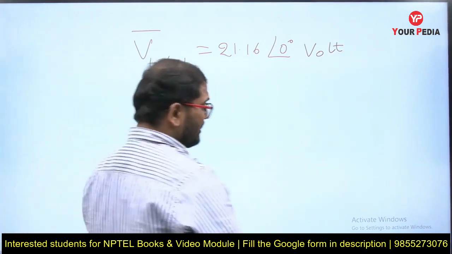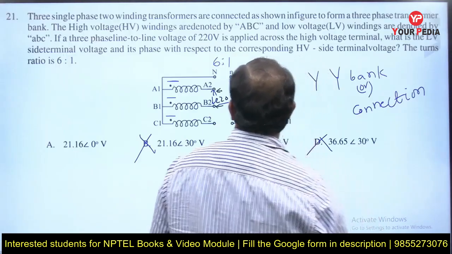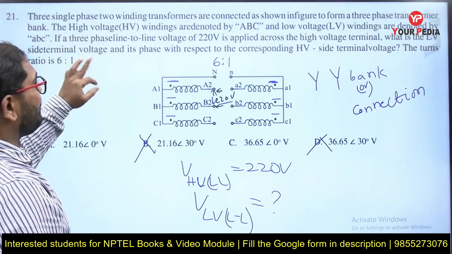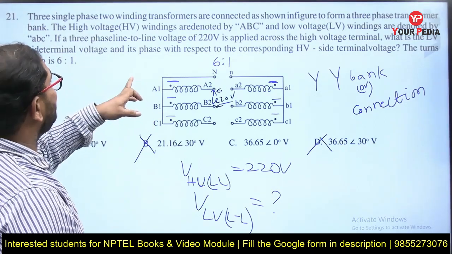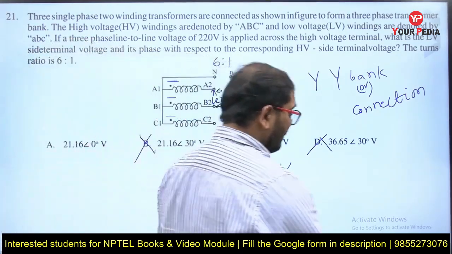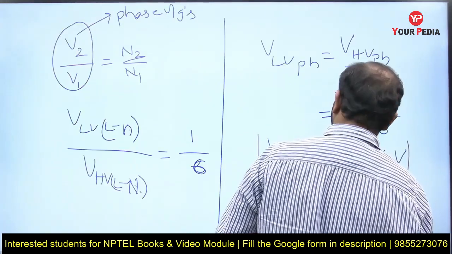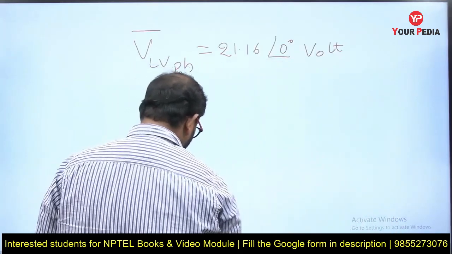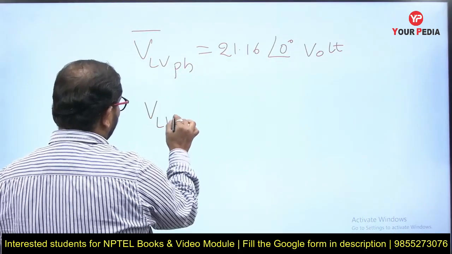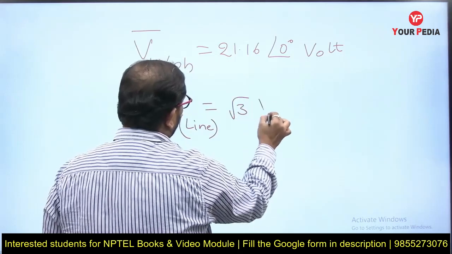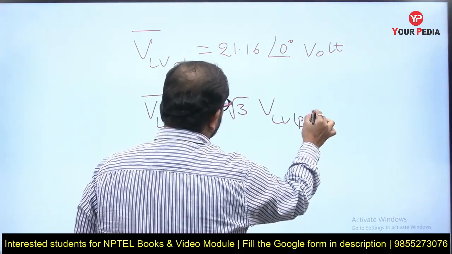But what is the question he has asked? He is asking us to calculate the LV side terminal voltage and its phase with respect to the corresponding HV side. Terminal voltage means between two terminals, that is line to line voltage. So let's calculate the line to line voltage on the LV side. The LV side line voltage is equal to √3 times the LV side phase voltage.